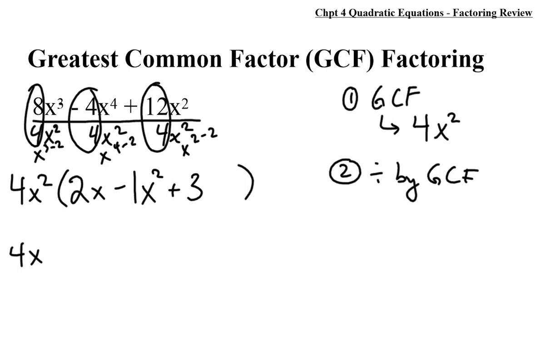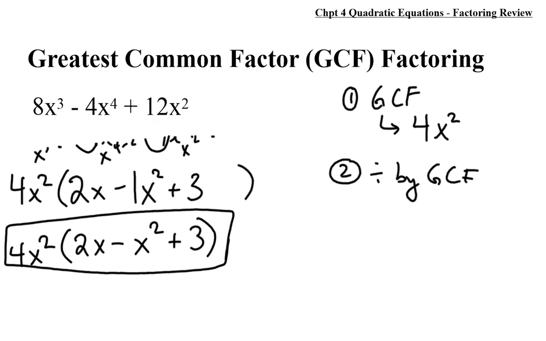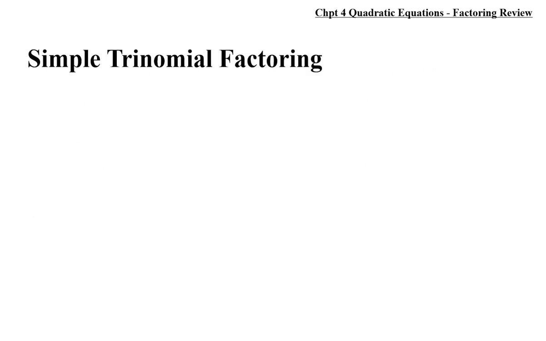So our factored form, 4x squared times 2x minus x squared plus 3. There's, again, our factored form. We took our initial trinomial and we've split it into a factored form where we factored out as one of the factors the greatest factor for every term. So there's your GCF factoring.